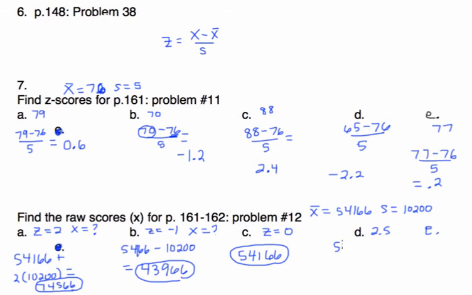So you take the mean, and you add on 2.5 times the standard deviation.